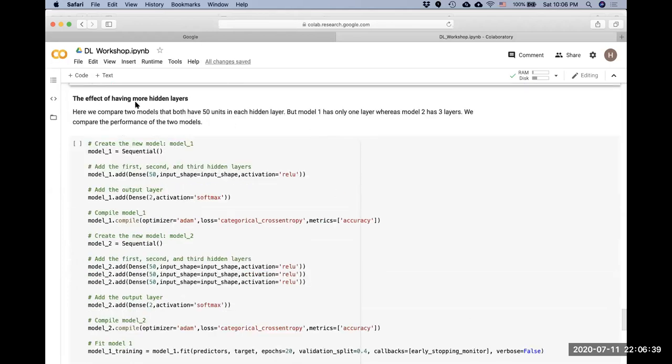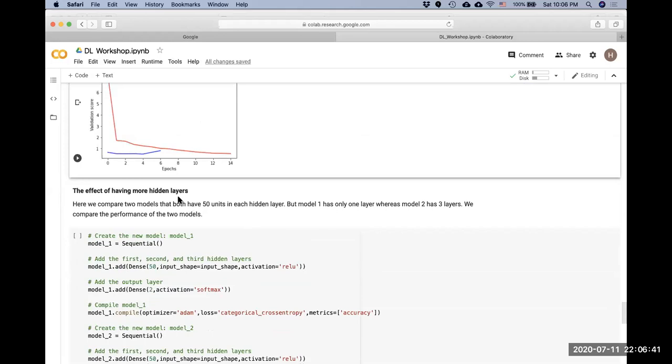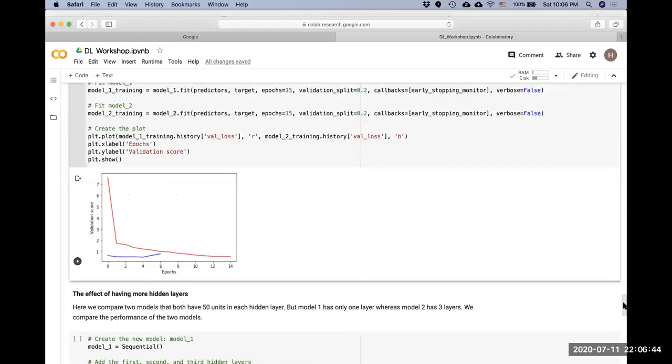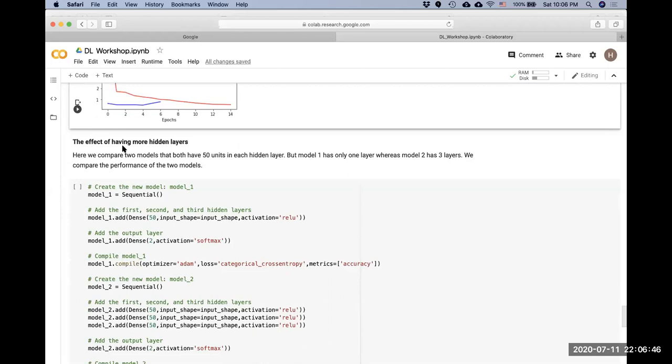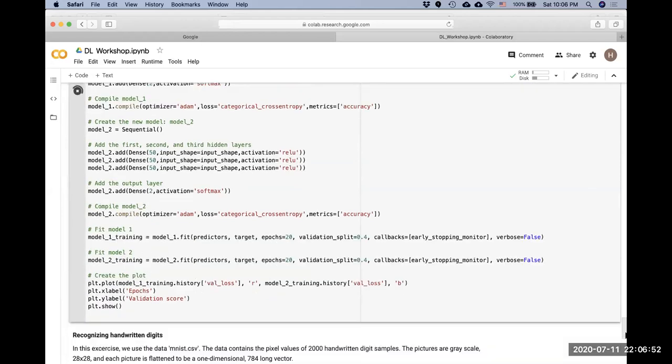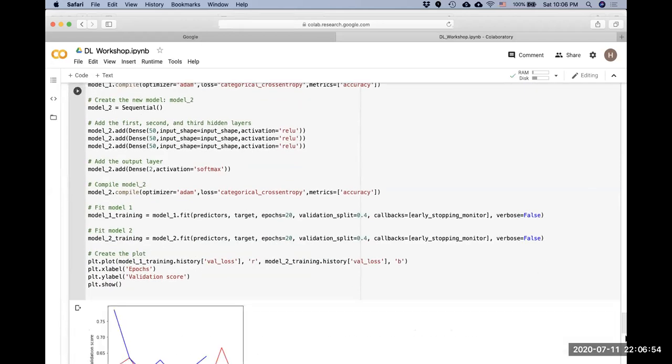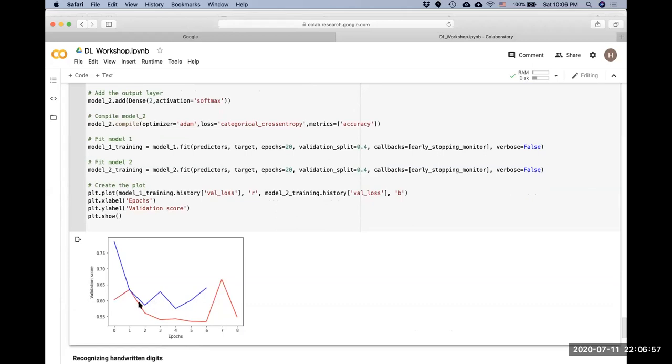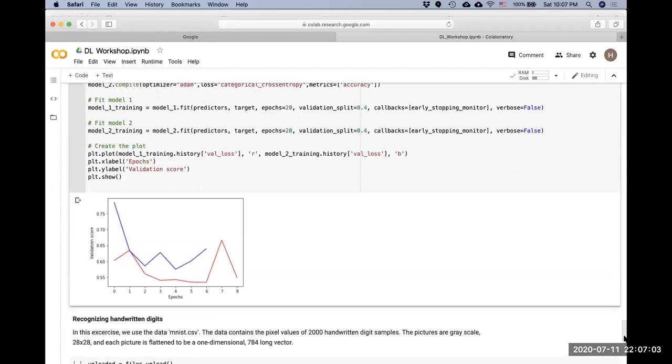And the same thing, this one was about adding units to a layer, and this is about having more hidden layers. Again, I'm having two models that I am comparing, and now you have to interpret and decide which model to go with, okay?